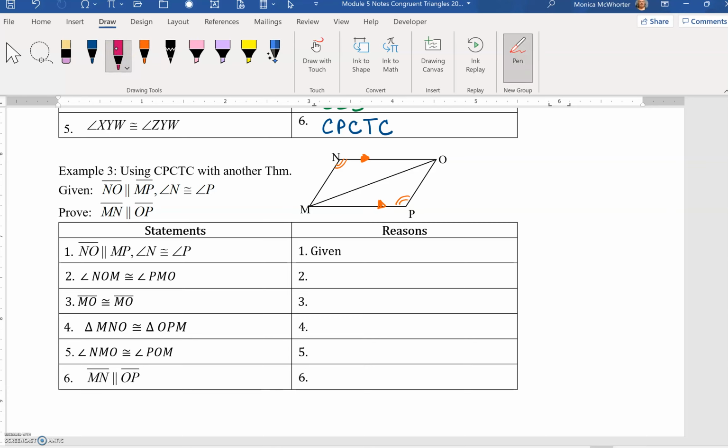So then we have angle NOM, which is this angle, and it says it's congruent to angle PMO right here. And we know that's true because those are alternate interior angles. We have the theorem that says if two lines are parallel and cut by a transversal, then alternate interior angles are congruent. And then we have that segment MO is congruent to segment MO, and that is the reflexive property.